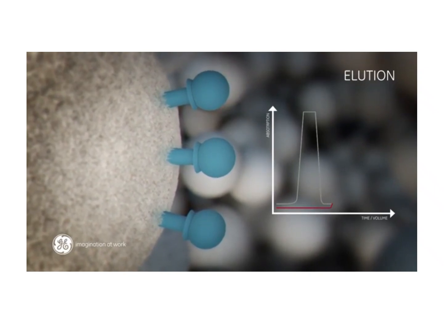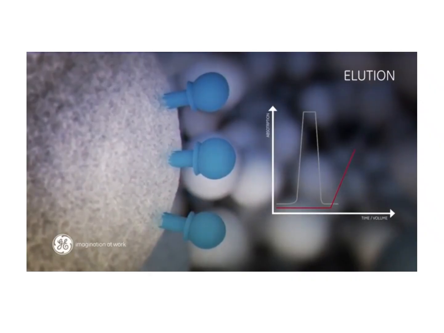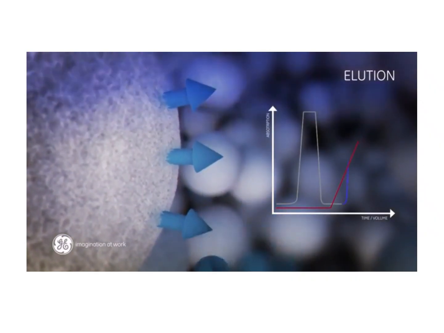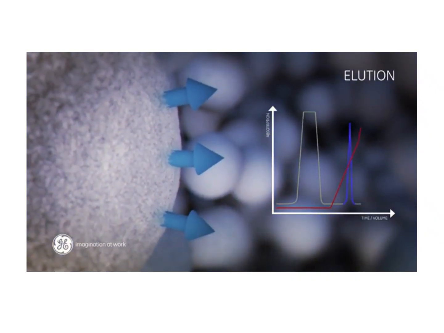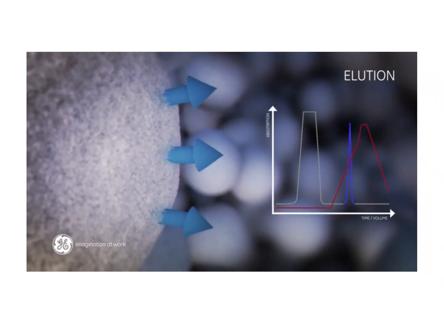In the third step, elution, biomolecules are released from the biospecific ligand into the elution buffer by change in the buffer composition. A common way is to increase pH of the buffer. So that's the affinity chromatography.